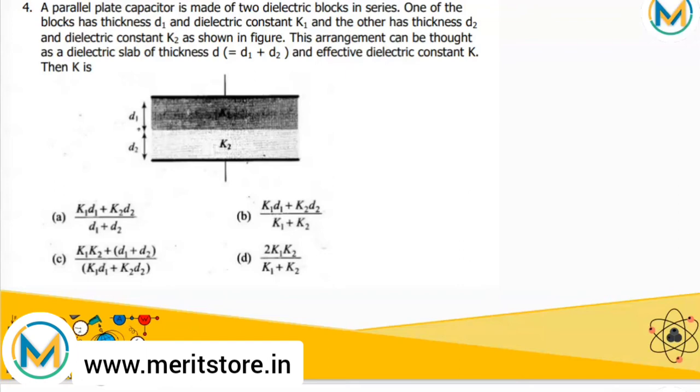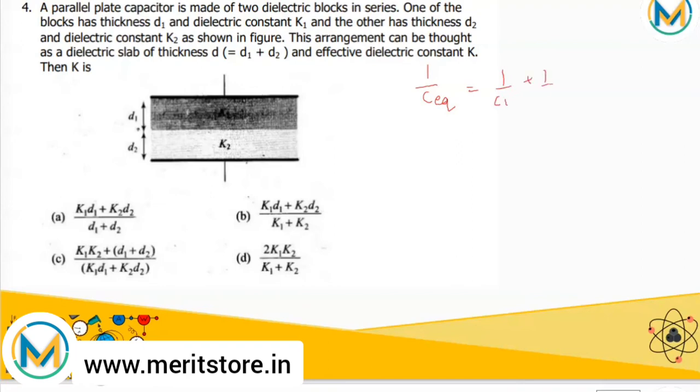Here the system can be considered as two capacitors C1 and C2 connected in series as shown in the figure. The capacitance of a parallel plate capacitor filled with a dielectric block of thickness D1 and dielectric constant K is given by the basic formula. For series, 1 upon C equivalent equals 1 upon C1 plus 1 upon C2, and therefore it is C1 into C2 the whole upon C1 plus C2. By substituting all the values, C equivalent comes out to be K1 K2 epsilon naught A the whole upon K1 D2 plus K2 D1. Now looking towards the options, the correct answer for this question is option C.